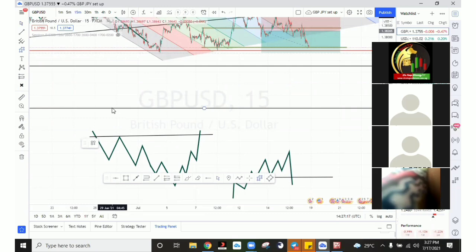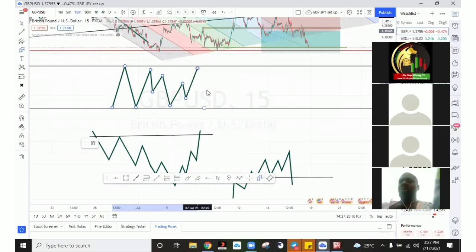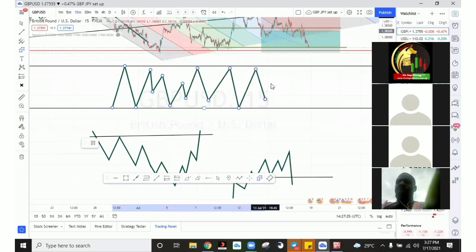When the market is ranging, it goes like this: up, down, up, down. This is a ranging market. This is what we call a ranging market, right?